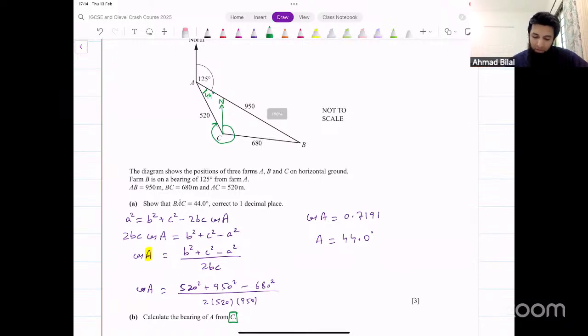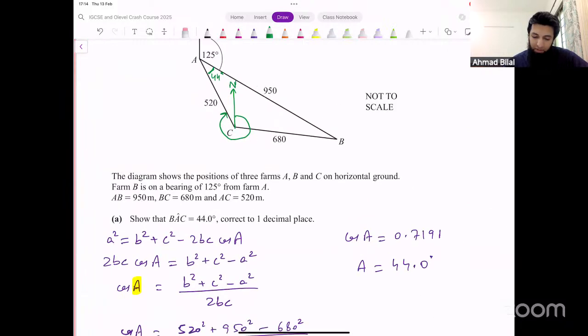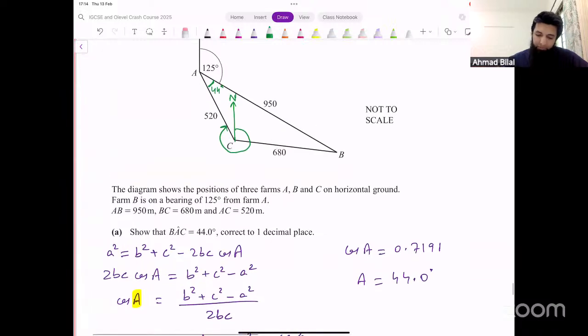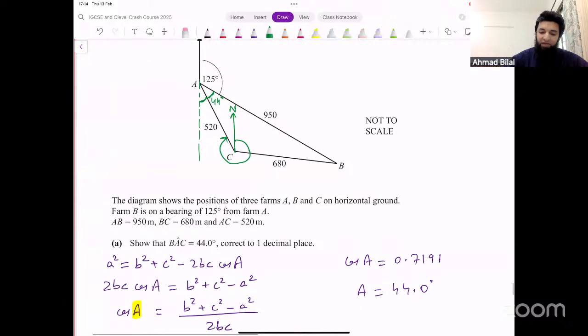Okay. Now, how can we find this angle? Let's think about it. If this angle is 44, does that tell us anything about the remaining angle on this vertical line that we had there? What is this angle going to be? It's a straight line. Angle on a straight line is 180. So if I were to find this angle here, what would this be?